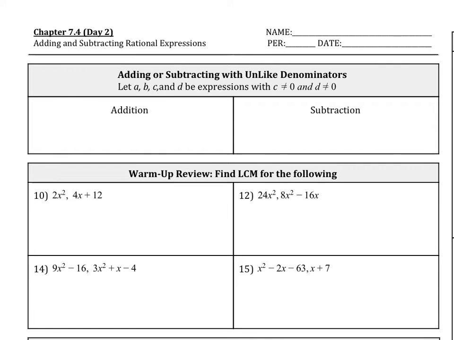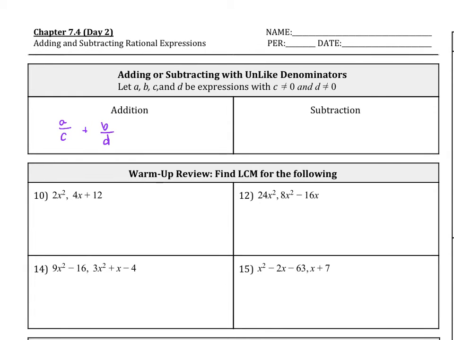Chapter 7.4, day 2, we're looking at adding or subtracting rational expressions with unlike denominators. As a review, we ended the last lesson looking for the lowest common multiple, so we'll review that a little in the beginning part. If we're trying to add these fractions, remember we need a common denominator before we can add.